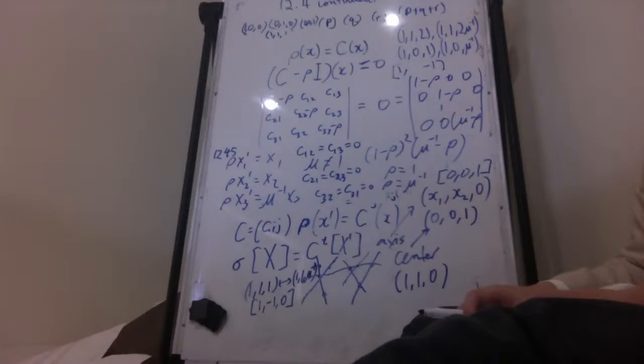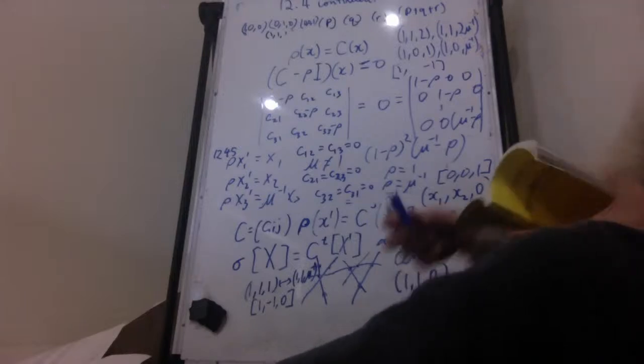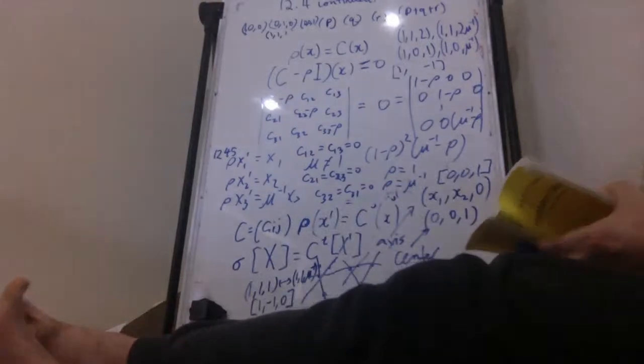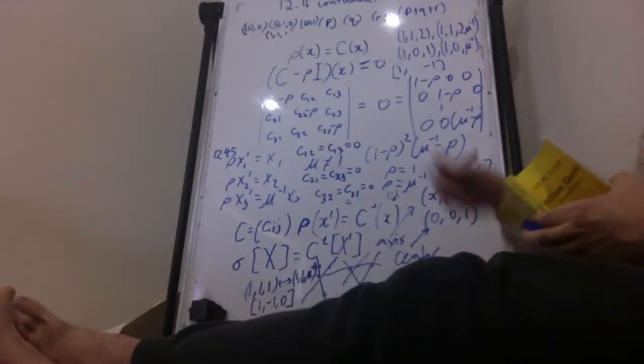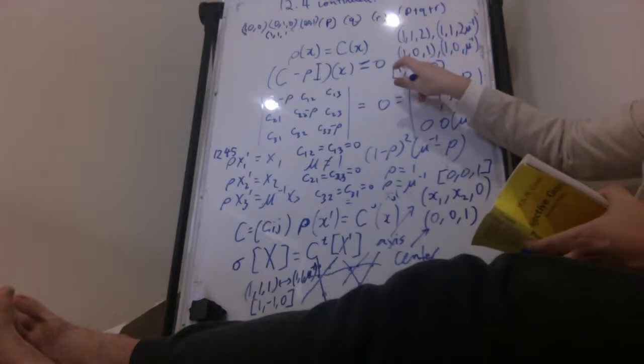It's 1, negative mu. That would make mu equal to 1. That's very confusing. Oh, okay, so maybe that's the problem. Okay, so this is going to be 0, 0, 1. Okay, that's better.